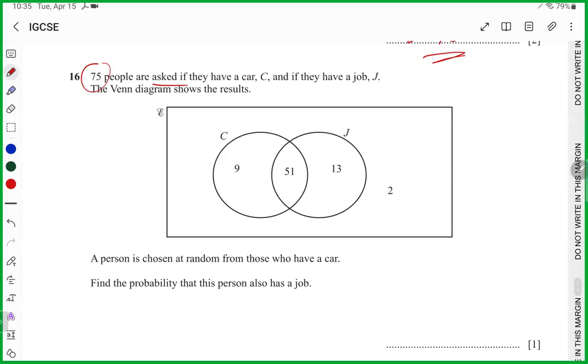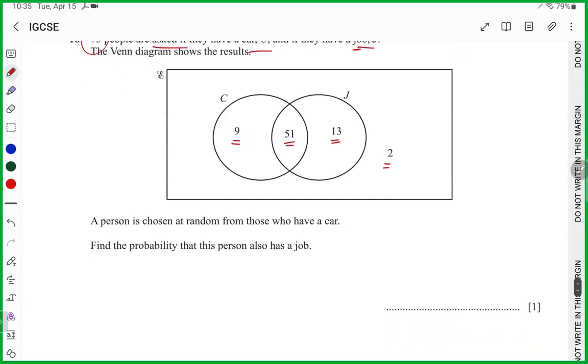75 people were asked if they have a car and if they have a job. So this is the information: only car and job, only job, and neither. A person is chosen at random from those who have a car. Find the probability that this person also has a job. So this is basically conditional probability. You have chosen those who have a car. So how many people have a car? That would be 60. And from this, how many of them have a job as well?